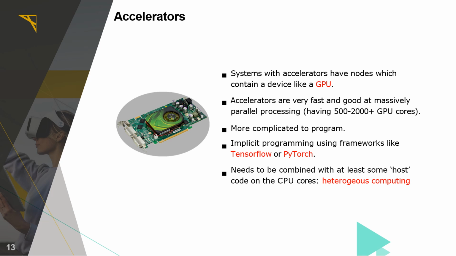So now let's look at the implicit approach. Implicit programming is easier, using frameworks like TensorFlow or PyTorch. For example, for my project, I make use of the PyTorch framework, and it automatically optimizes workloads for the GPU. As researchers, you don't need to worry about manual parallelization, as there are libraries in PyTorch that can handle this.